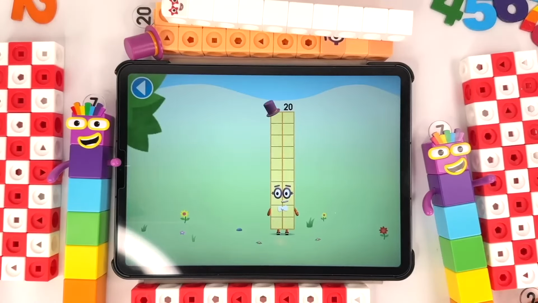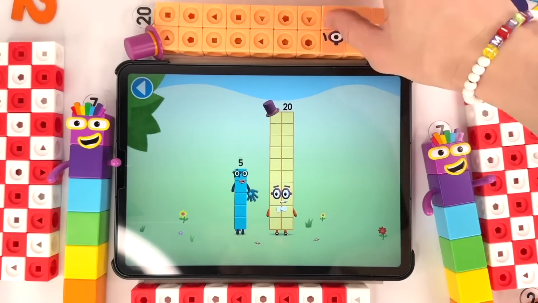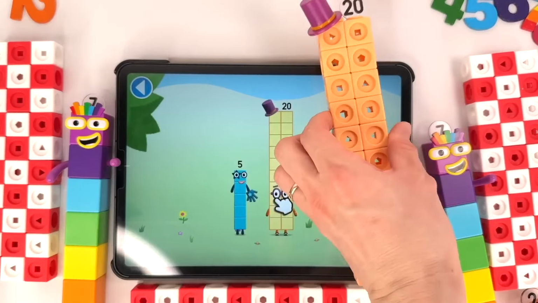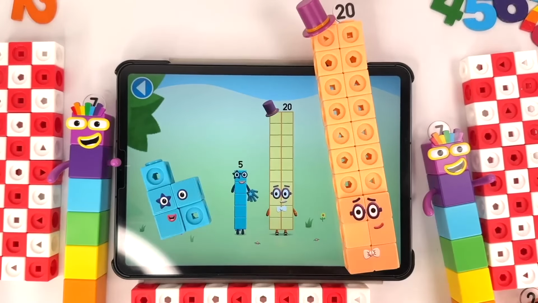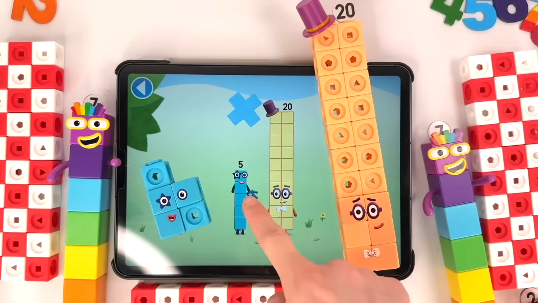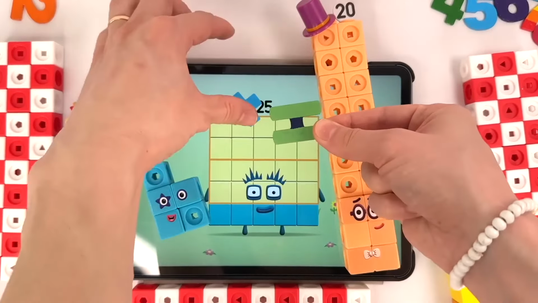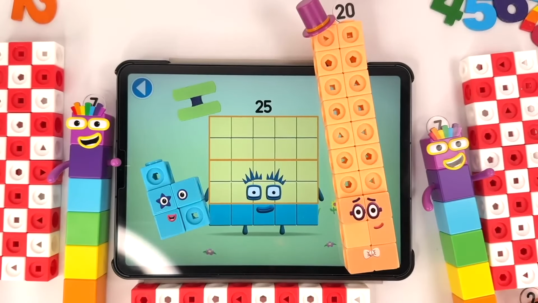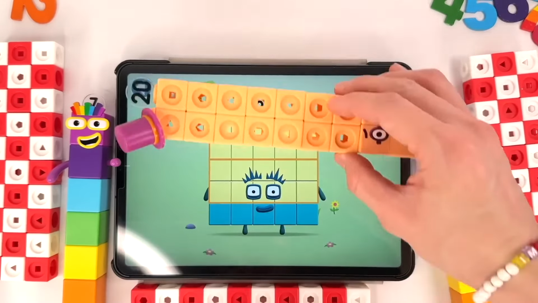You're about to meet number block 25. Can you add 5 to 20 and make number block 25? Try number block 20 onto number block plus number block 5 equals amazing. Number block 25. This is number block 25. This number block is made up of 25 blocks.